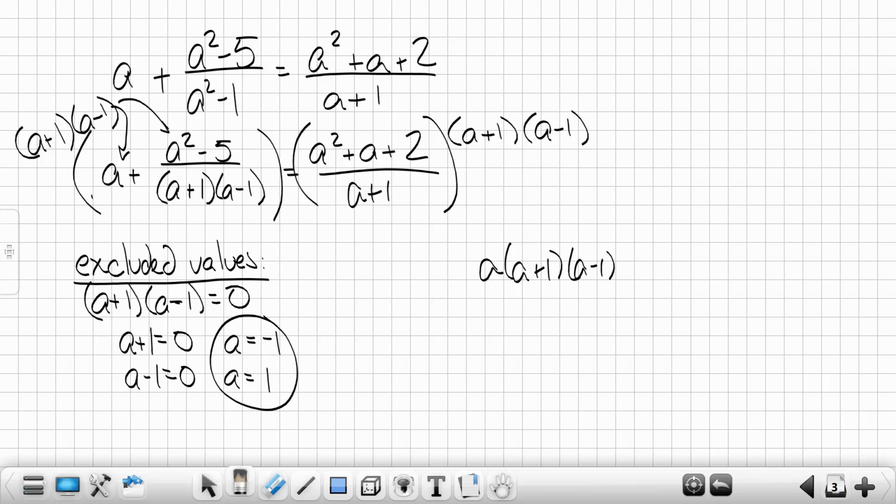Amaya, when I distribute to the next part, what's going to happen? So the a plus 1 and the a minus 1 will cancel out. And what will be left? A squared minus 5. There we go. Lucas, what's going to happen on the right-hand side now? What's going to cancel? Okay, the a plus 1 will cancel, and what won't cancel? The a minus 1. So I'm still going to have an a minus 1, and it's going to be multiplying by that entire right side of a squared plus a plus 2.